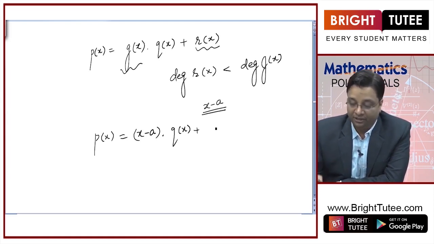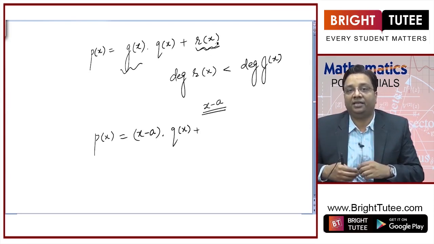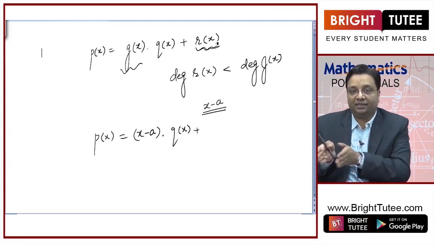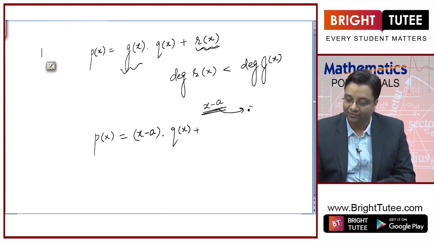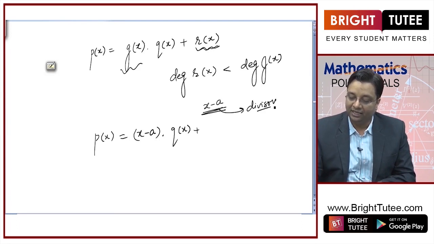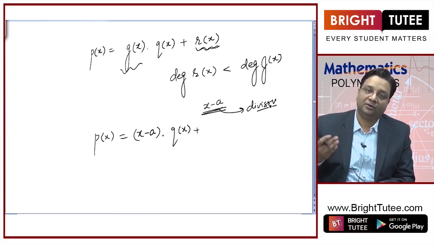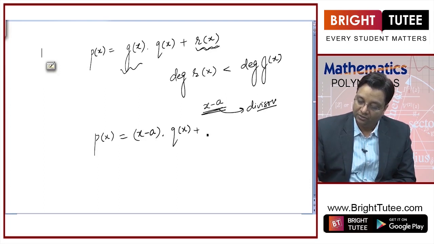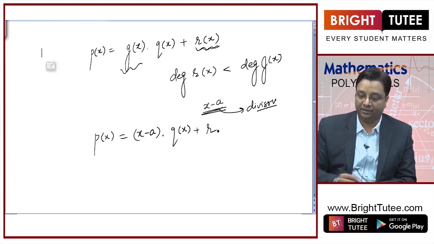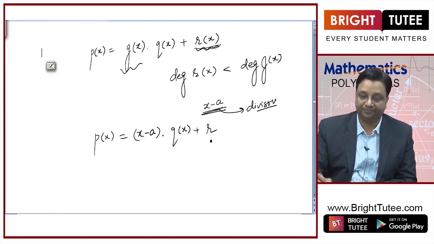Now tell me about the remainder. Will the remainder be dependent on x? Will the remainder have x in it? No. Why? Because the divisor is linear. It has got a degree 1. So the remainder has to be of degree lesser than 1, which is a constant or 0, right? So I am writing r here, remainder. I am not writing r of x, I am writing r, which is a constant.